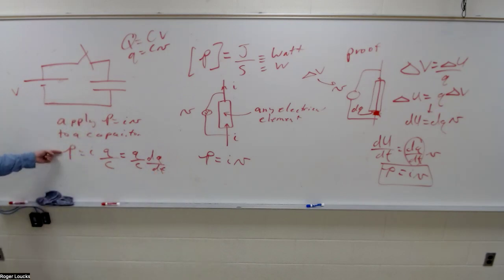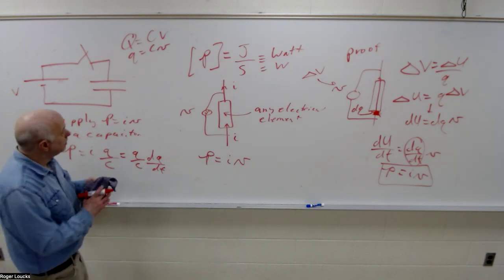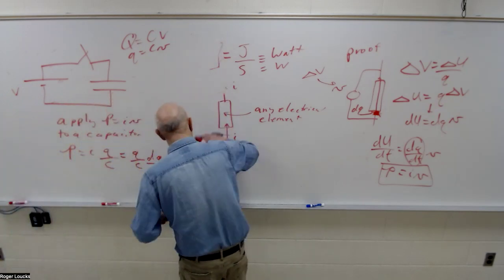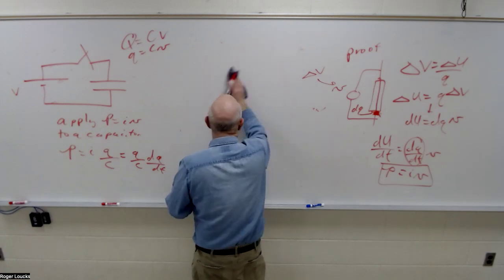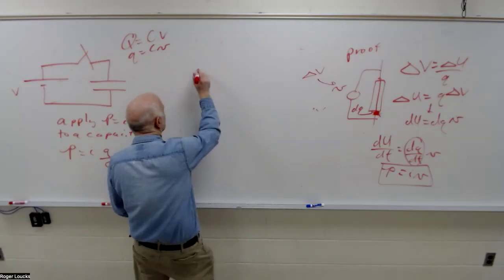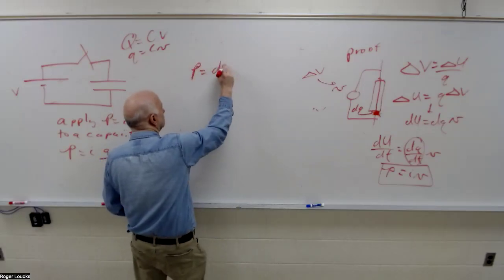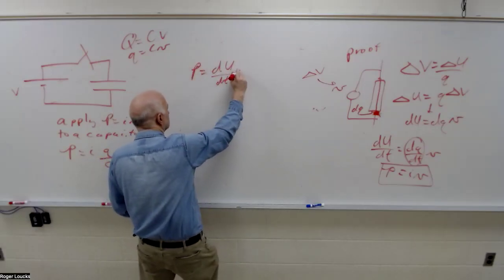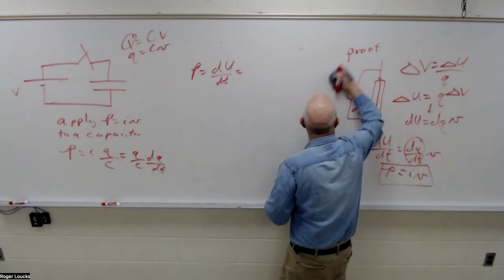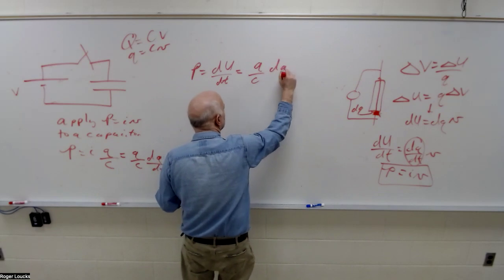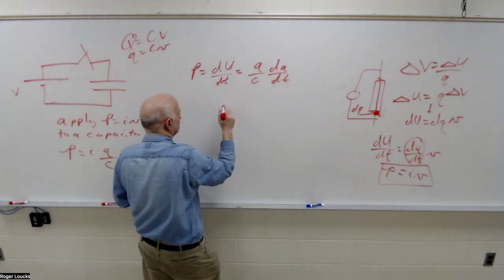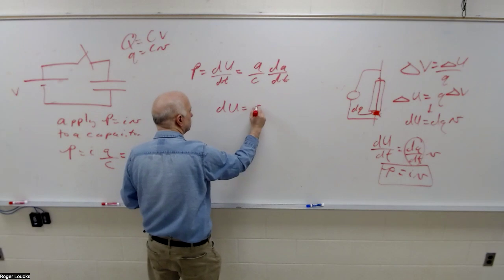I can write this power here as the energy, the change in energy per unit of time. I'll call this the power. It's going to be dU/dt. This is Q over C times dQ/dt. The dt's cancel, and this gives me this.